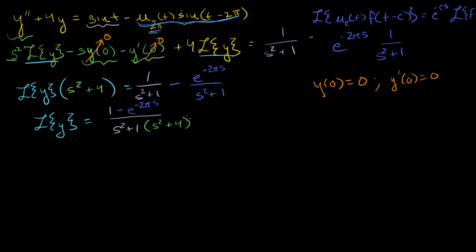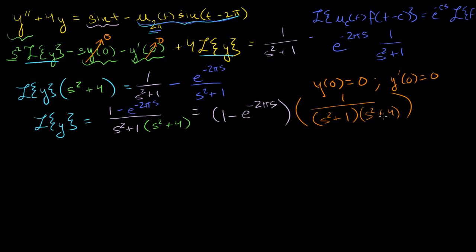So we can rewrite this equation right here. Actually, let's write it as this, because this will kind of simplify our work. Let's factor this whole thing out. So we're going to write it as 1 minus e to the minus 2 pi s, all of that, do it in orange, all of that times 1 over s squared plus 1 times s squared plus 4. Now we need to do some partial fraction expansion to simplify this thing right here.